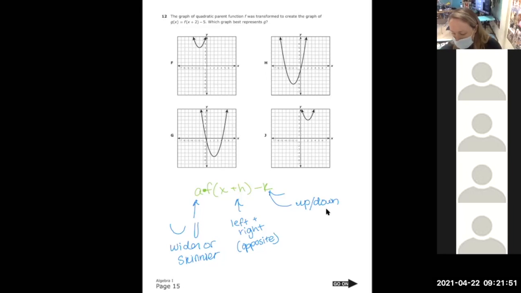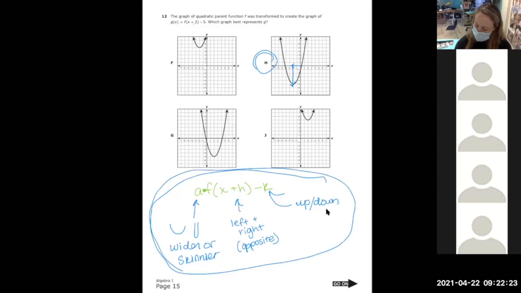So this graph should move to the left 2 and down 5. Okay, so the answer that looks like that, this one went left 2 and down 5, so it is H. So you guys should have this written down so that you can study it before the STAAR test.